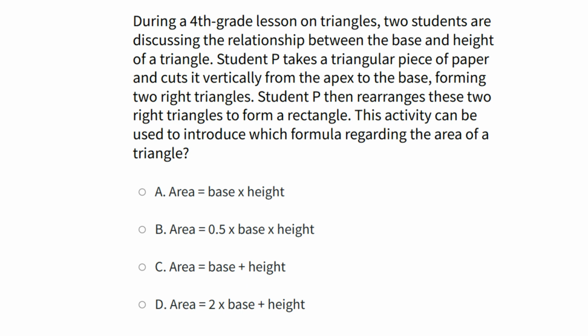The correct answer is B. When student P cuts the triangle and rearranges the 2 right triangles to form a rectangle, the base of the triangle becomes the base of the rectangle, and half the height of the rectangle is the height of the triangle. Given that the area of a rectangle is base times height, the area of the original triangle is half of this, since it's half of the rectangle. Therefore, the area of the triangle is represented as area equals 0.5 times base times height.